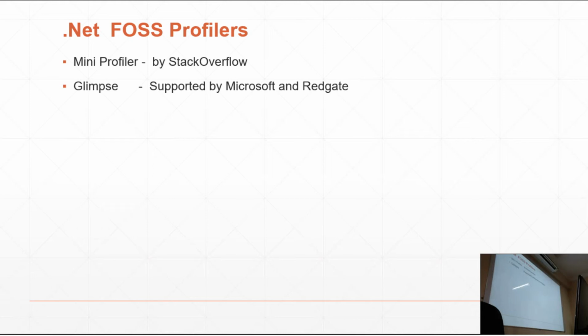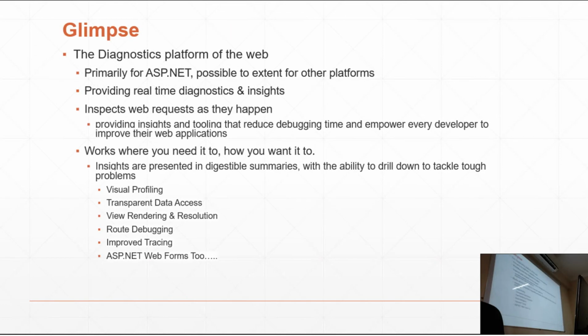It has lots of features, and it's possible to extend these features. It's supported by Microsoft right now. Previously, it was supported by Redgate. So Glimpse is the current trend and is well recognized. I think it's supported by Microsoft. That means they already take into account that this has a good future, and it gives us real-time information about what is happening in the web server.